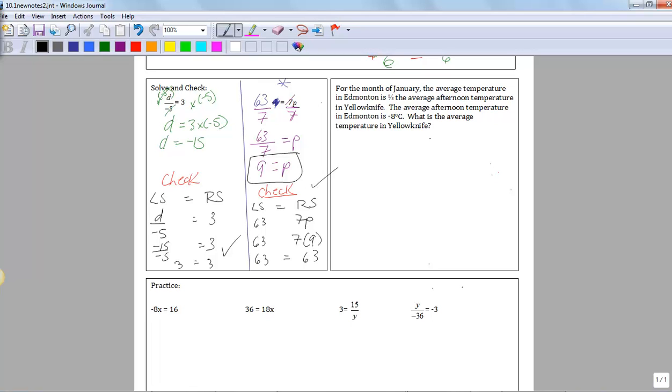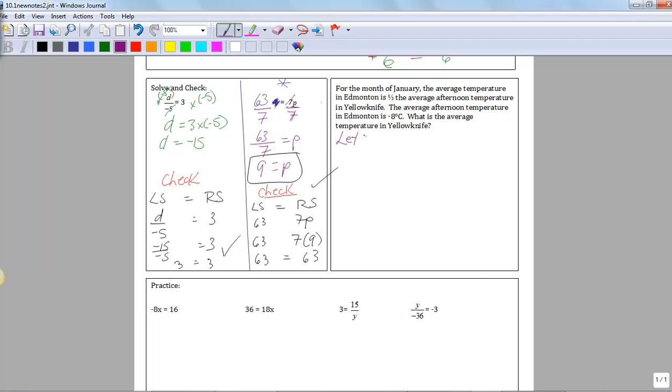Okay, welcome back. Now let's put this into an application with the following word problem. It says, for the month of January, the average temperature in Edmonton is 1/3 the average afternoon temperature in Yellowknife. The average afternoon temperature in Edmonton is -8 degrees Celsius. What's the average temperature in Yellowknife? You may have seen the writing on the communication rubric about let statements. Here's an example where we need a let statement.